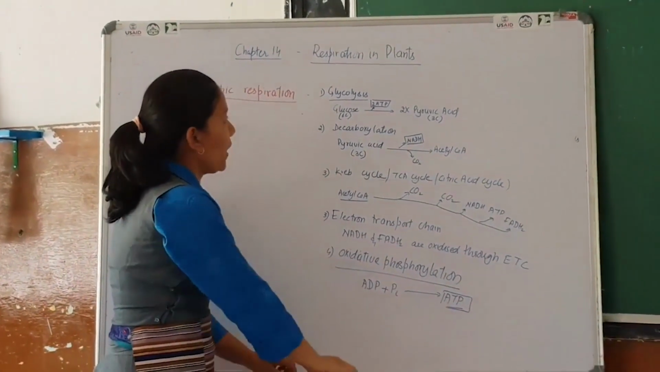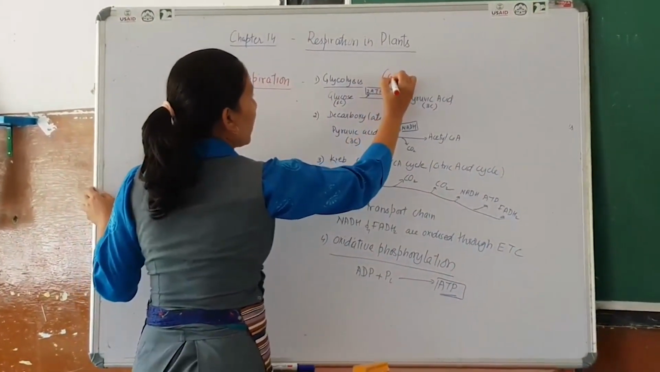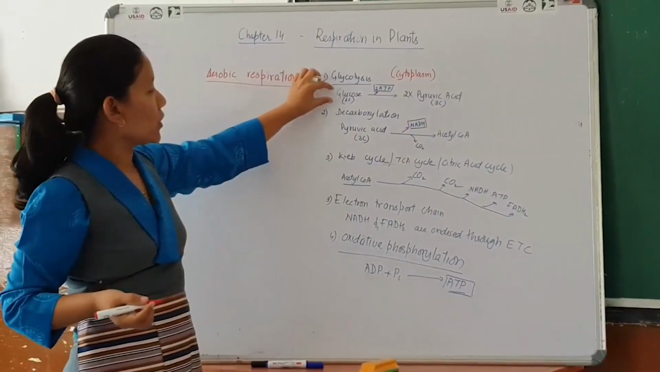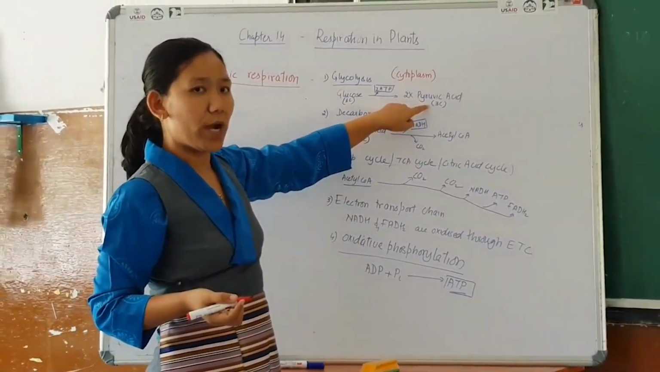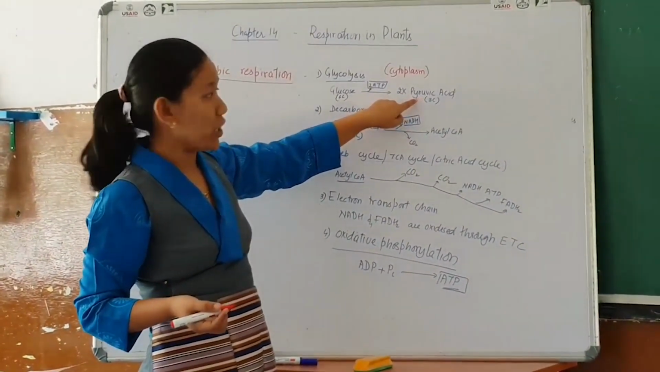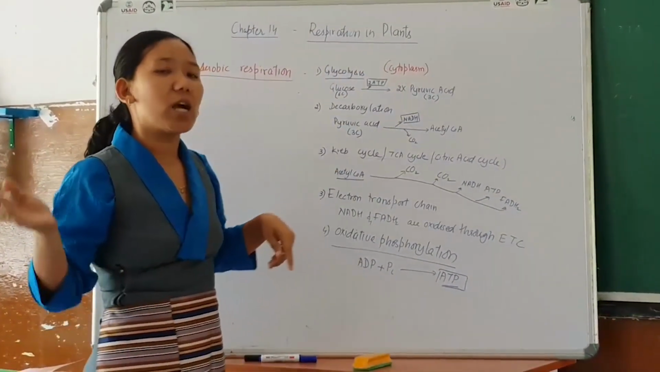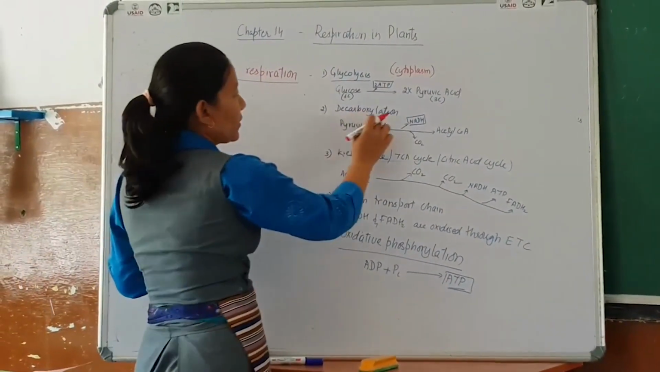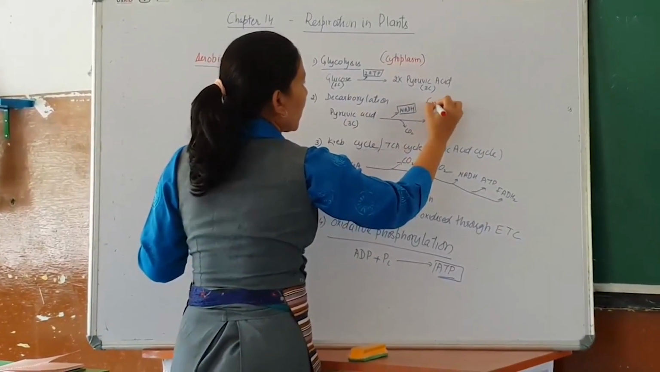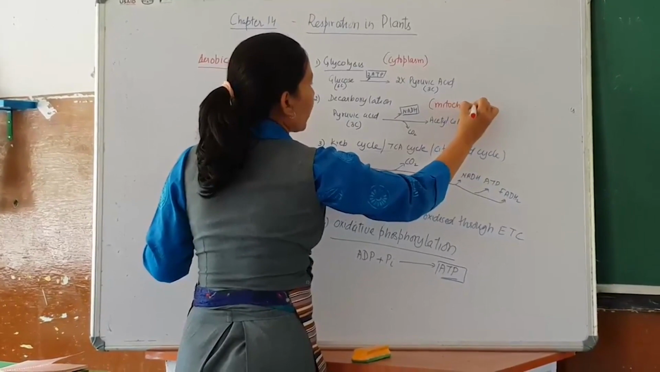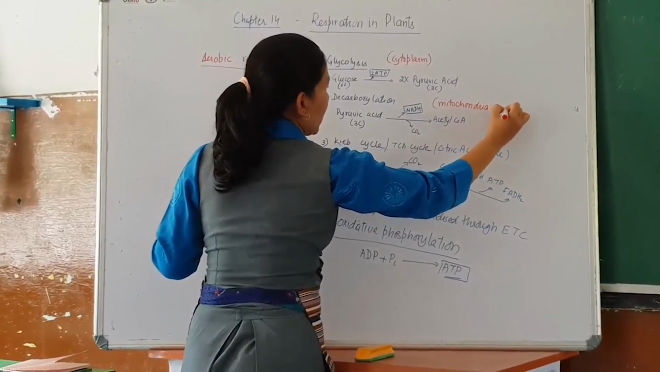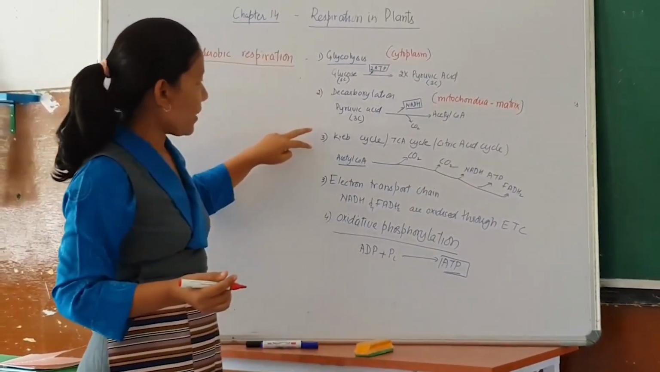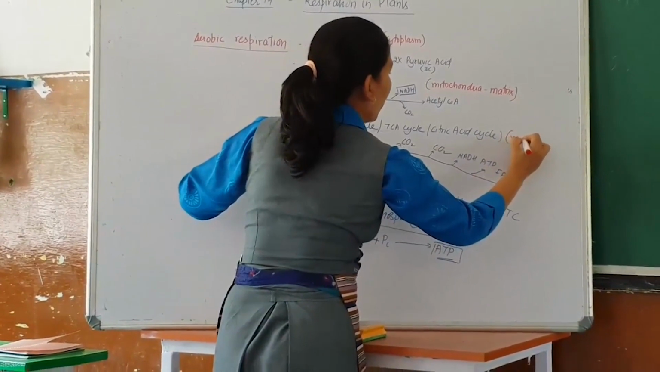So first one is glycolysis, and it takes place in the cytoplasm. This glucose is finally broken down into two molecules of pyruvic acid, and this pyruvic acid, which is present in the cytoplasm, is transported into the mitochondria through the mitochondrial membrane. So next step here, decarboxylation. It takes place in the matrix of the mitochondria.